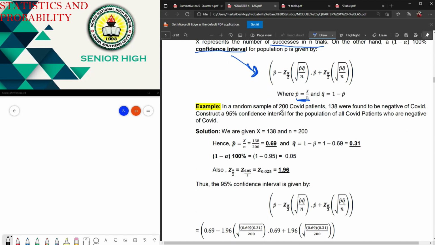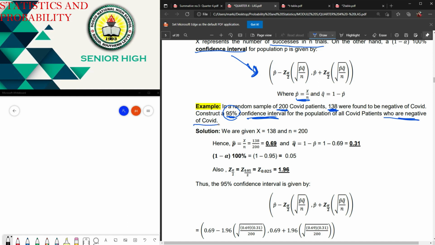Okay? So example, in a random sample of 200 COVID patients, 138 were found to be negative. So the others are positive. Again, successes: so fail or success. So again, we have the numbers here. How many samples do we have? 200. And how many were negative for COVID? We have 138. What is our confidence coefficient? 95%. So we need to find the confidence interval within this confidence coefficient for those who are negative.